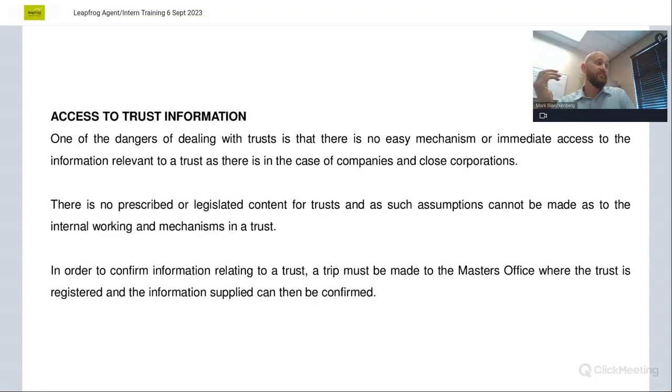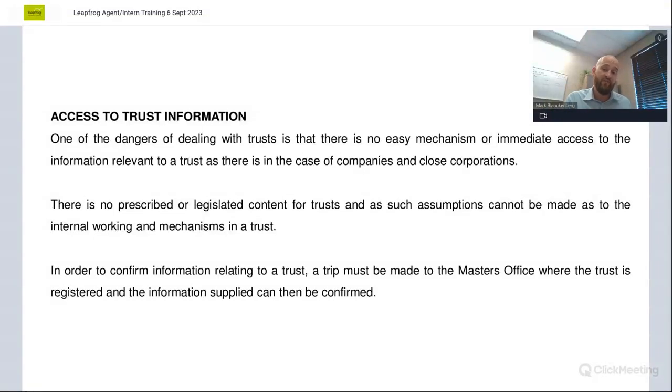So yeah, guys, one of the things that I mentioned earlier, access to trust information, it's not the same as companies and CCs. It's far more difficult to get access to documents about trusts, and that's why you actually rely a lot more on your clients to give it to you, because you don't really have a portal to that information at the master's office.